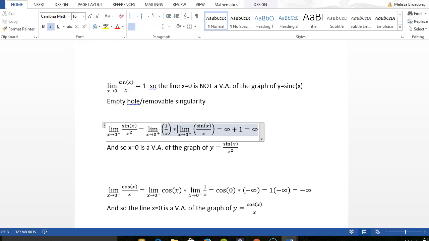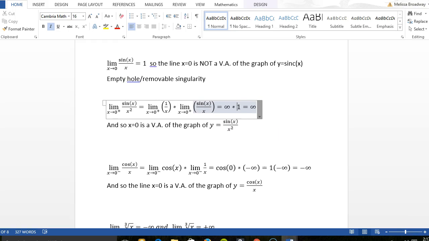It's okay to have one of them be infinity as long as the other is not 0. And neither one will be 0. So this is positive infinity. This is positive 1. And that's a times sign. I did it again. Sorry. So it's infinity times 1, and that's positive infinity. And so yes, x equals 0 is a vertical asymptote of the graph of y equals sine x over x squared. But notice that was less obvious. We actually had to go in and get our hands a little bit dirty to see that, but it was true.